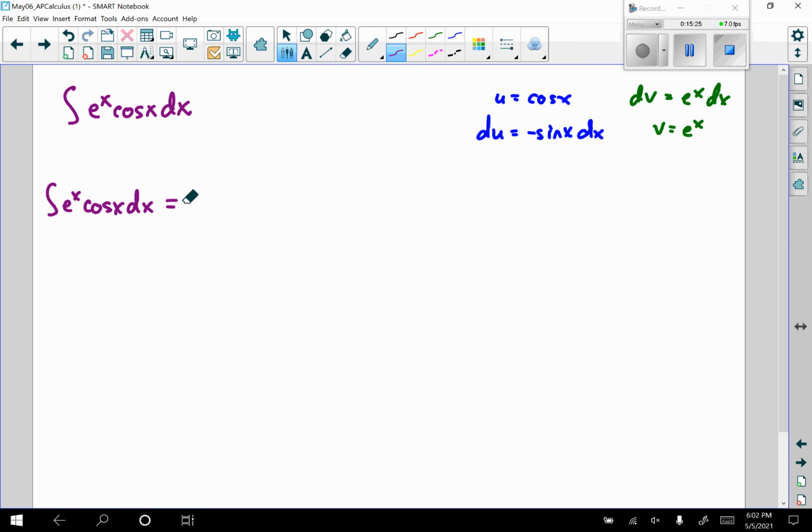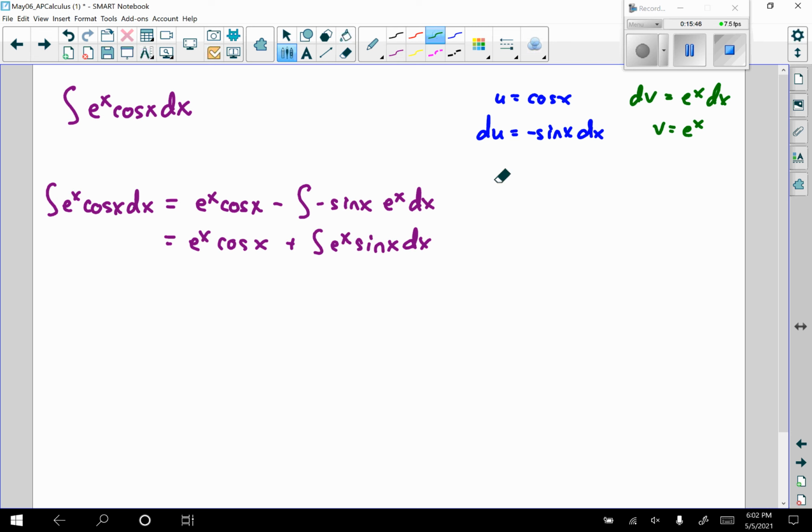So let's see if this makes it any harder, maybe just about the same or any easier. So we'll have u times v, so we'll have e to the x cosine x minus the integral of v du, so we'll have a negative sine x e to the x dx. It'll become a plus the integral e to the x sine x dx. And we're kind of in the same boat, so we need to repeat the process again.